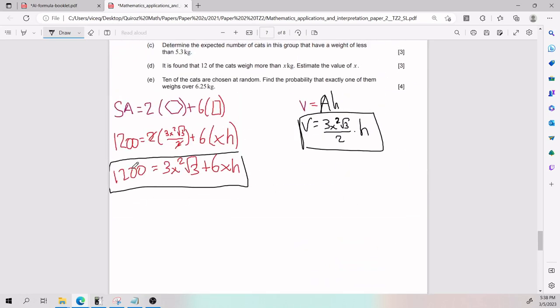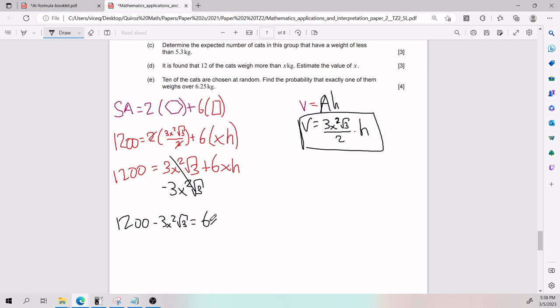So for this guy on the left, the surface area, I'm going to have h equals something, all right? So for getting h alone here, I first need to start off by subtracting 3x squared square root of 3 from both sides. So that makes this go away over here. 1200 minus 3x squared square root of 3 equals 6xh.